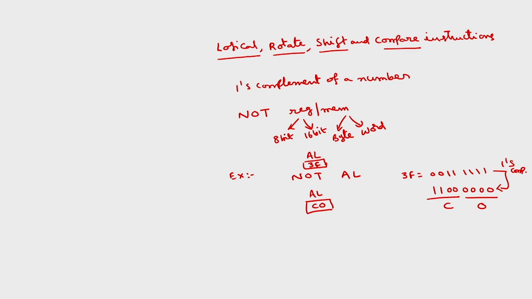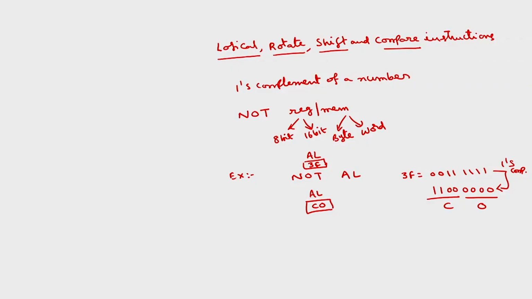Again, throughout the 8086 instructions, wherever memory is mentioned, it means the memory location that can be accessed by any of the addressing modes that we have discussed in the earlier classes. Similarly, you can take a 16-bit register. If I take NOT BX, and BX contents is 00FF, the 1's complement of 0 is F, and the 1's complement of F becomes 0. So after this, contents of BX become FF00. This is about the 1's complement.